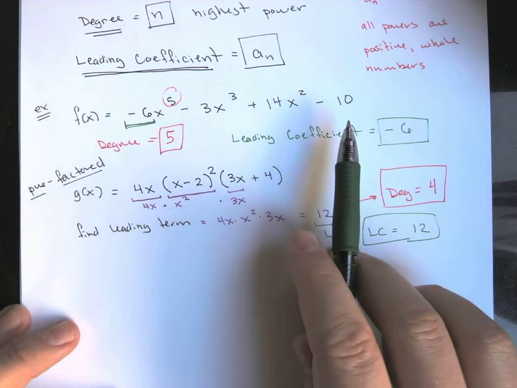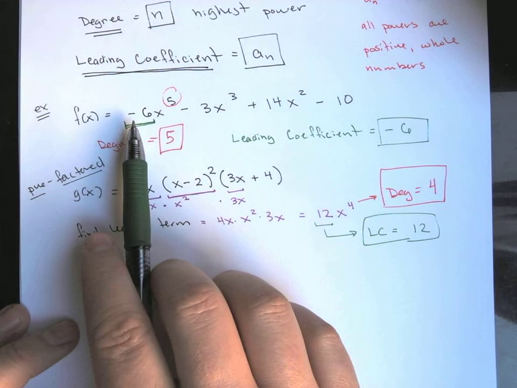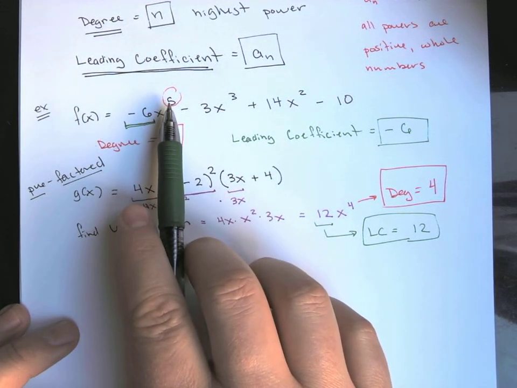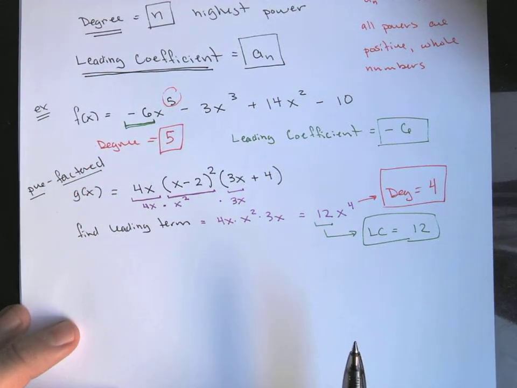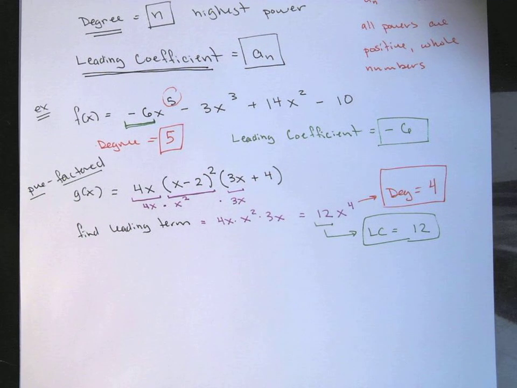If I have it already expanded, even better. I'll just pull the coefficient in front as my leading coefficient. The highest power that goes with it is going to be my degree. And that's the idea. So that's our intro. Let's see if we can put this to use in the next video.